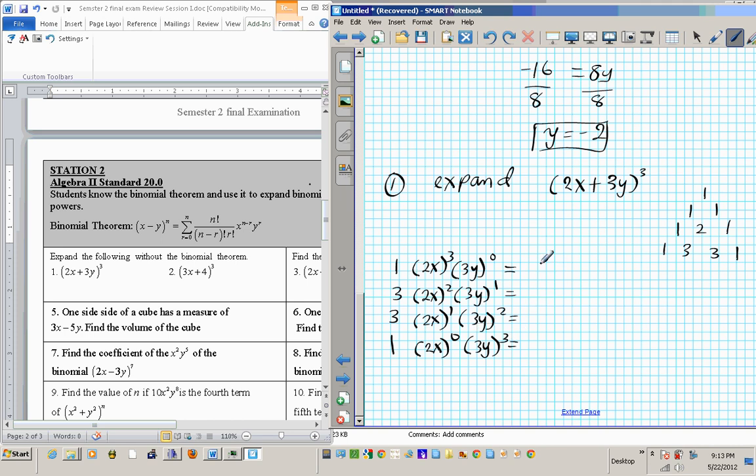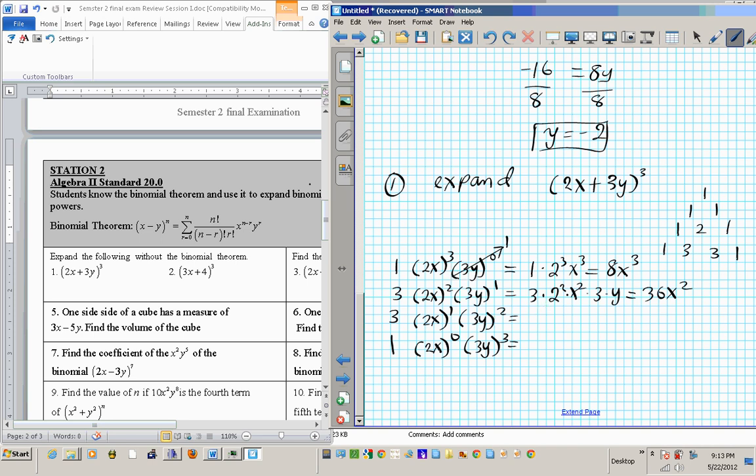So if I expand this, remember, anything to the 0th power is going to be 1. If I expand this, it's going to be 1 times 2 to the third x to the third, which is 8x to the third. This one is going to be 3 times 2 squared times x squared times 3 times y. So we're going to have 3 times 3, 9, times 4, which is 36x squared.